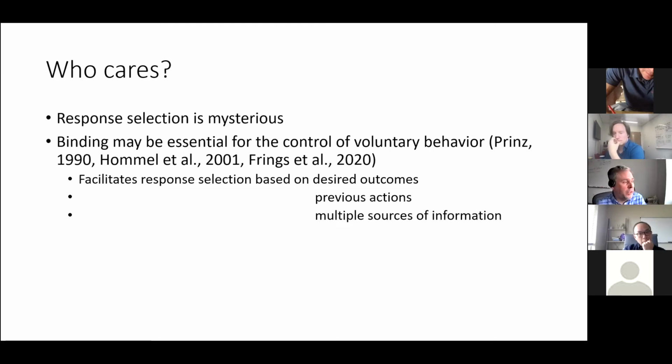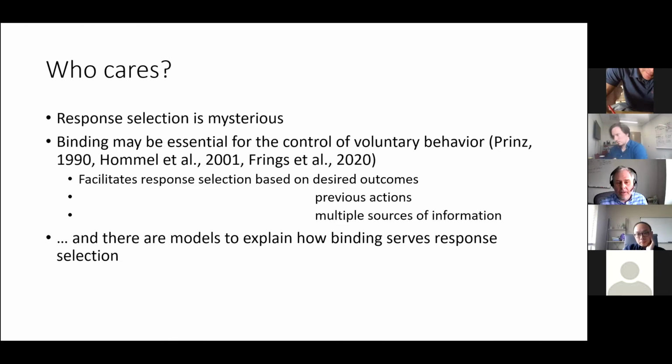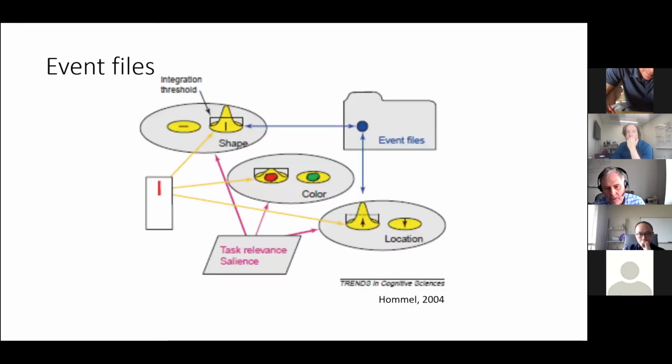And for these reasons, because people think it's essential for guiding voluntary behavior, there are some interesting models about how binding might work. I'm going to review them not so much to give a good mechanistic understanding of binding, but to give you a sense of how theorization about binding has changed maybe over the last 20 years. So the obvious place to start again is with the Hommel review paper.